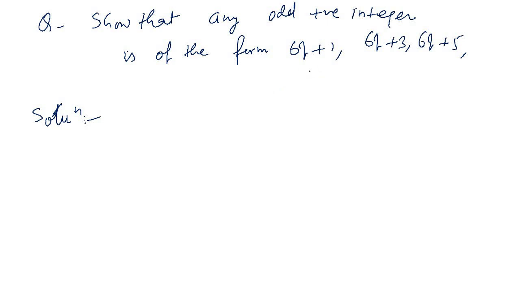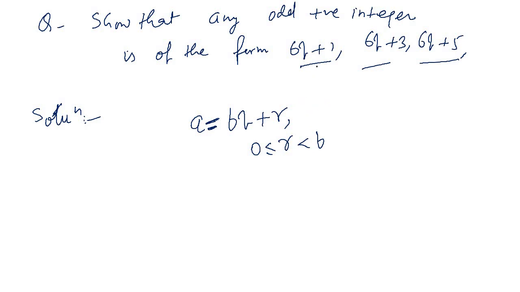In the above question you see that all these terms are in the form of bq plus r. Suppose according to Euclid's division lemma, if a is any number, it can be written like this: a equal to bq plus r, and here the limitation of r is 0 to b. You see that all the values are of this form, bq plus r. In place of b, here 6 exists. Then you can say that if we divide any integer a by 6, we get a form like this.